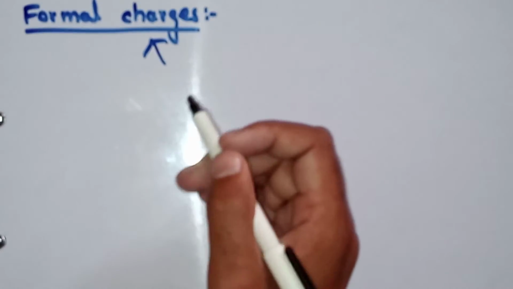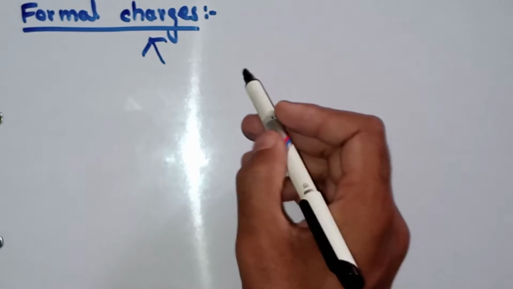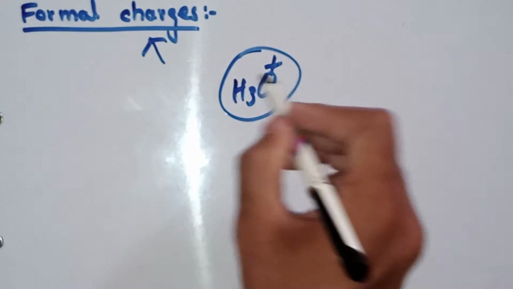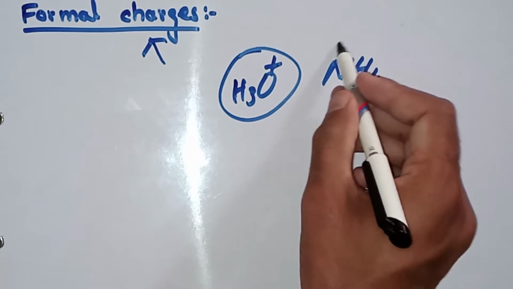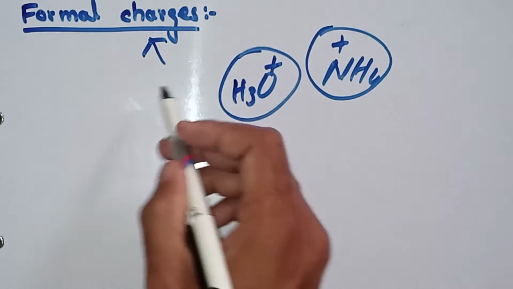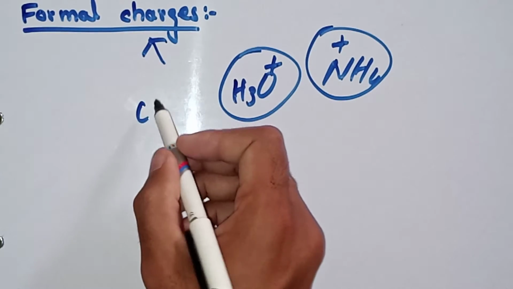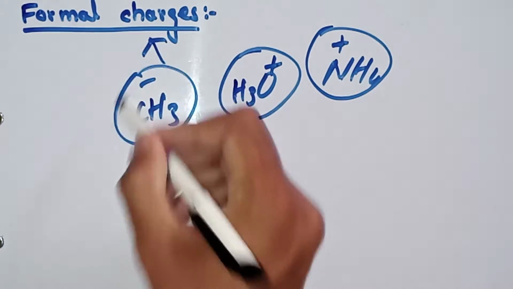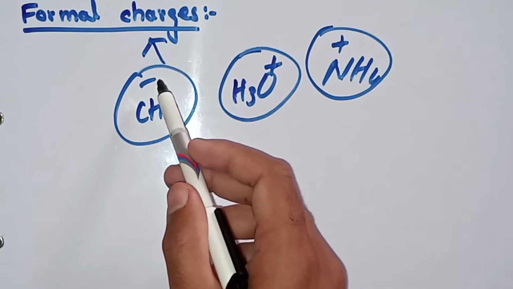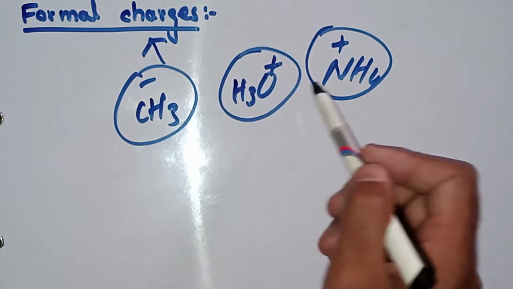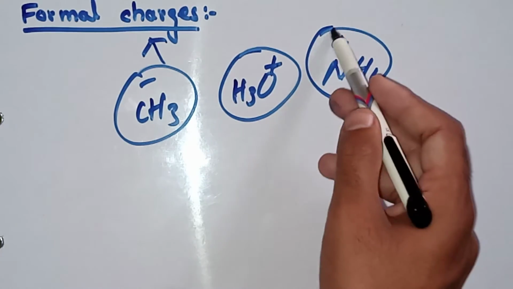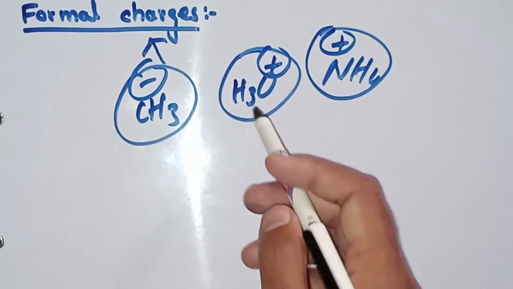Formal charges may be described as the excess or lack of electrons on any species. Here in hydronium ion, there is a plus charge, and in NH4 plus, the ammonium ion, there is also a plus charge. In case of CH3 negative, there is a negative charge. How can you calculate that in this species there will be a negative charge, and here a positive charge? How you calculate this charge is called formal charge. These charges are called formal charges.